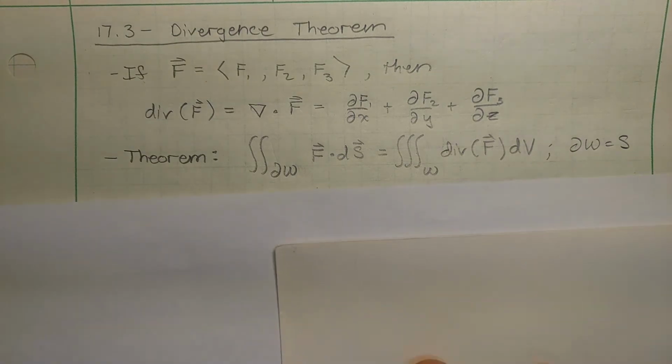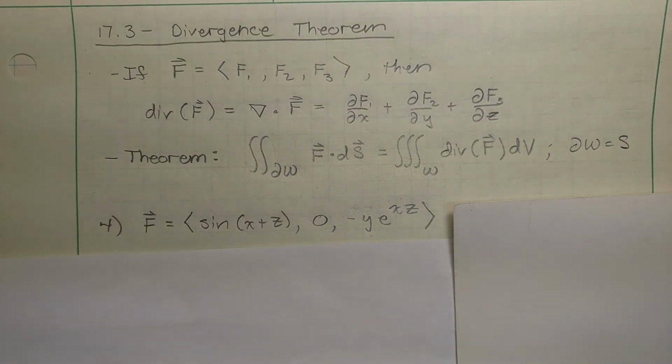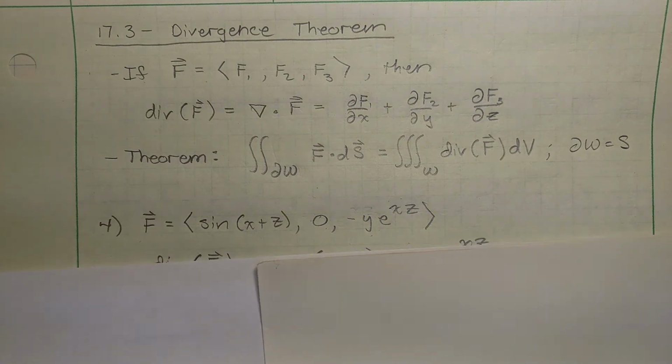So let's take a look at an example, or a couple examples. Number 4 just gives us a vector field and asks us to find the divergence. This is very straightforward, but I thought I better do one just to make sure that you would see it done.